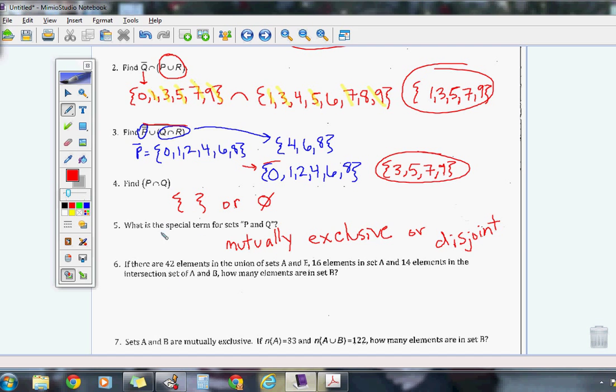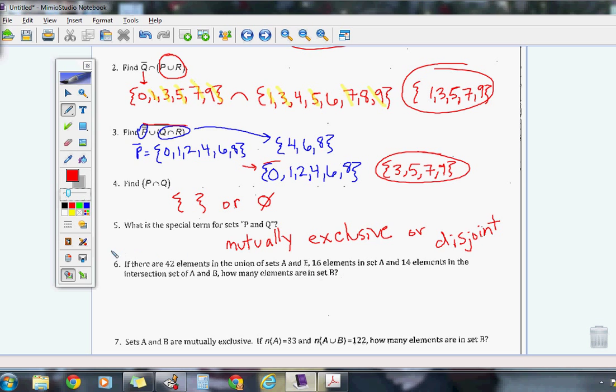All right, so here's the deal. If there are 42 elements in the union of sets A and B, and 16 elements in set A, and 14 elements in the intersection of A and B, how many are in set B? Now we're going on to new ones, we're not using the ones up above.